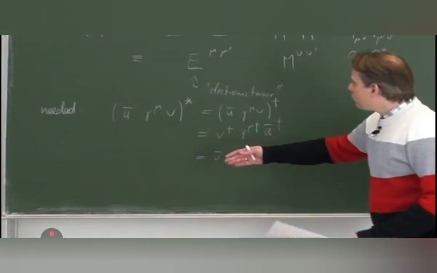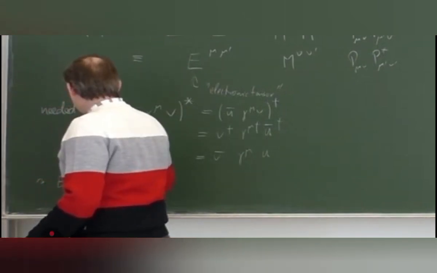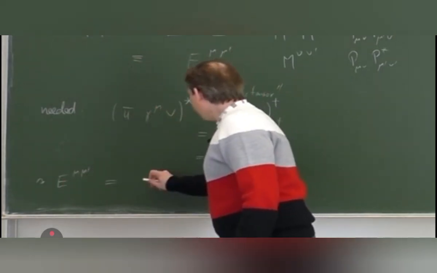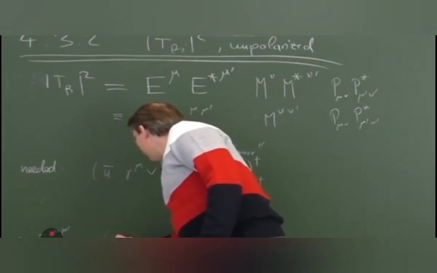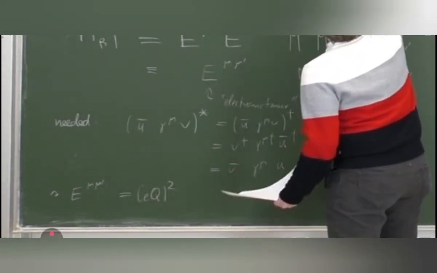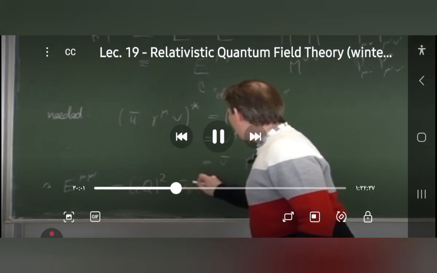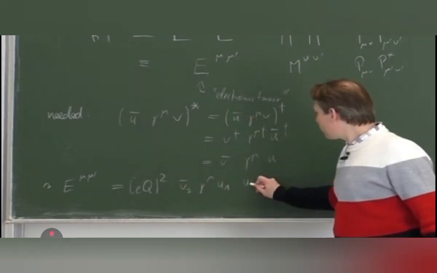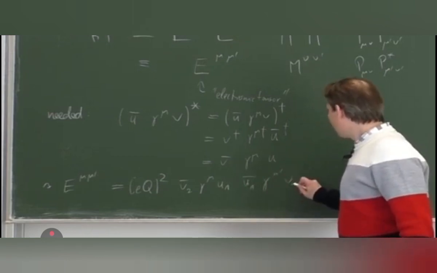So, plugging this in, we then learn what our electronic tensor, for example, E^μμ' would be. The original thing is that we have here e^4 over Q^4, then v̄2 γ^μ u1. And then the complex conjugate is ū1 γ^μ' v2.